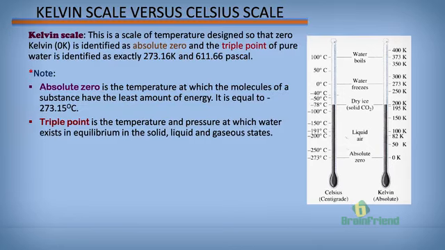It has the symbol, the popular one we write, as degree Celsius. Kelvin scale. The Kelvin scale is a scale of temperature designed so that 0 Kelvin is identified as absolute zero, and the triple point of pure water is identified as exactly 273.16 Kelvin and 611.66 Pascal.